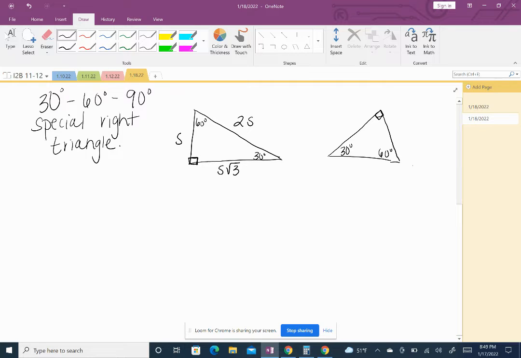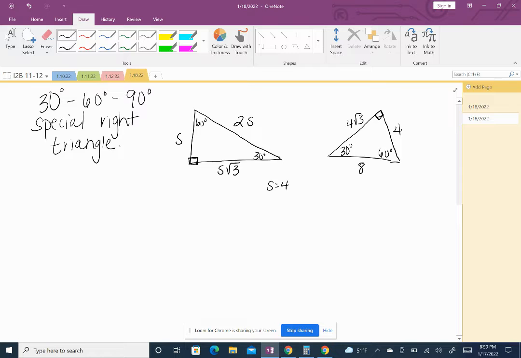So let's say the only side we know is this one out here, and let's say S is going to be 4. So S is equal to 4 because it came directly out from our 30 degrees. That means coming out from our 60 degrees, it's going to be 4 times the square root of 3, so it'd be 4 square root of 3. And then coming out this way, it's going to be 2 times S, which is 2 times 4, which is 8.